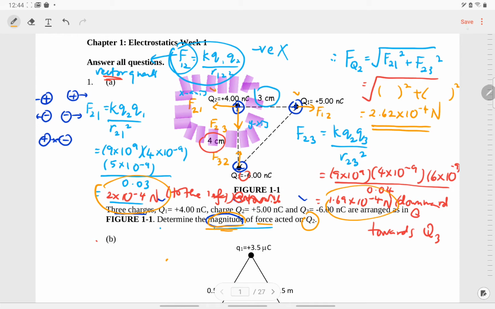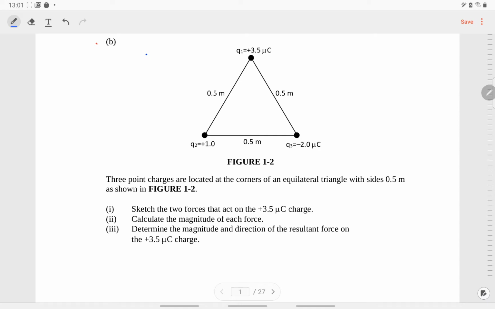So kita continue untuk number 1B. Sekarang kita sambung soalan number 1B. Given the 3-point charges are located at the corners of an equilateral triangle, so maksudnya sisi dia semua sama. Bila sisi sama, dia bagi hint kat situ. So angle adalah, sebab satu triangle adalah 180 degree, betul? Maksudnya satu side ni adalah 60 degree. Dia dah bagi 0.5 meter.